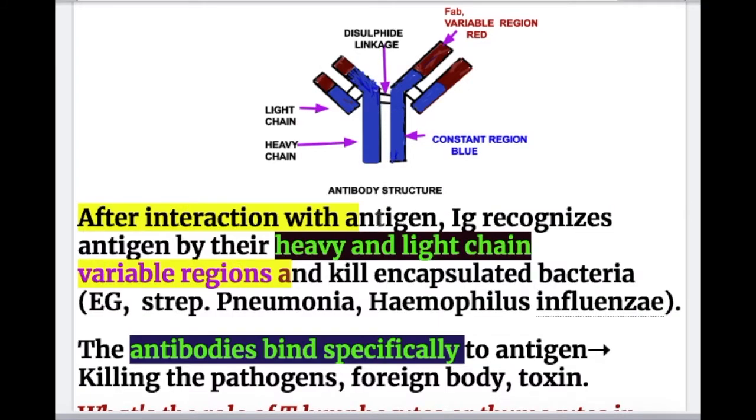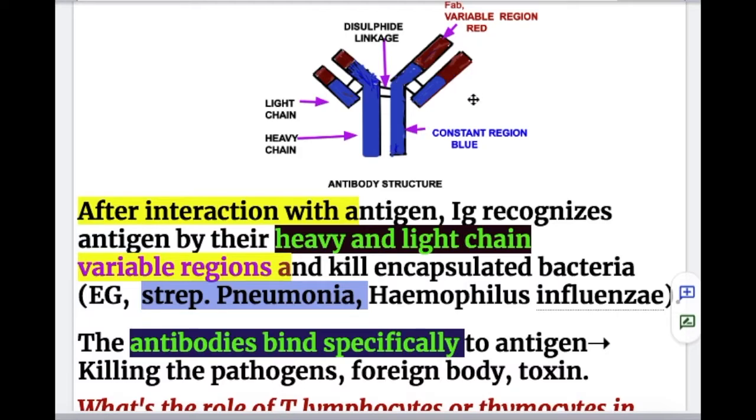After interaction with antigen, immunoglobulin recognizes antigen by its heavy and light chain variable regions and kills the bacteria, for example Strep pneumoniae and H. influenzae. The antibody binds specifically to the antigen and kills the pathogen, foreign bodies and the toxins.